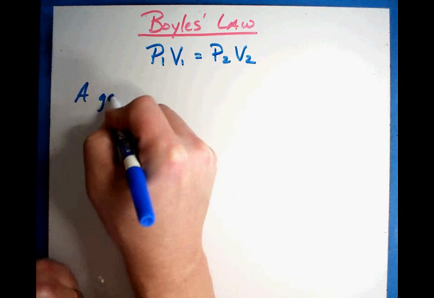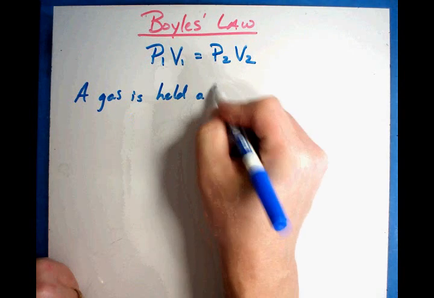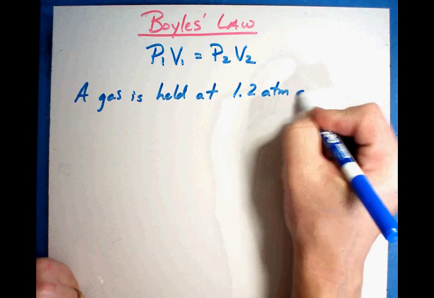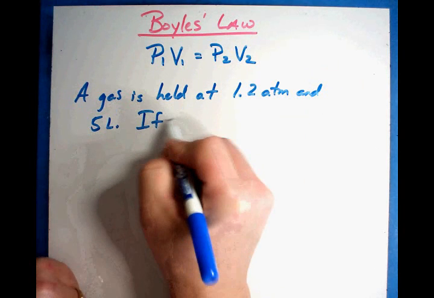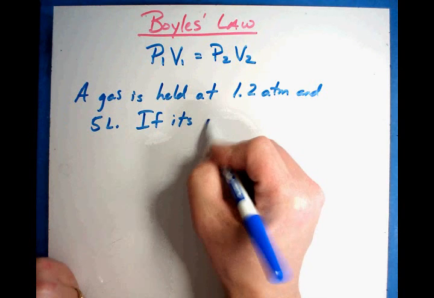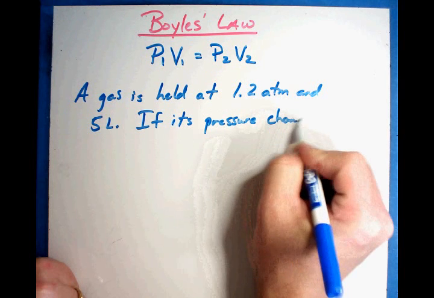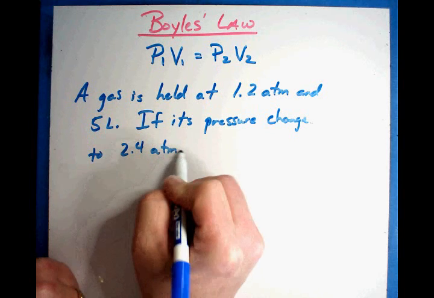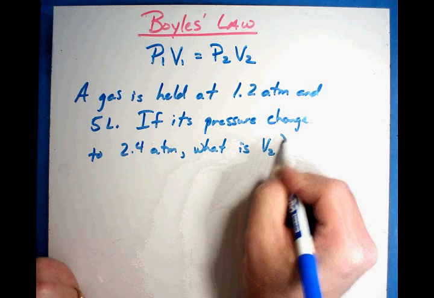A gas is held at 1.2 atmospheres and 5 liters. If its pressure changes to 2.4 atmospheres, what is volume 2?